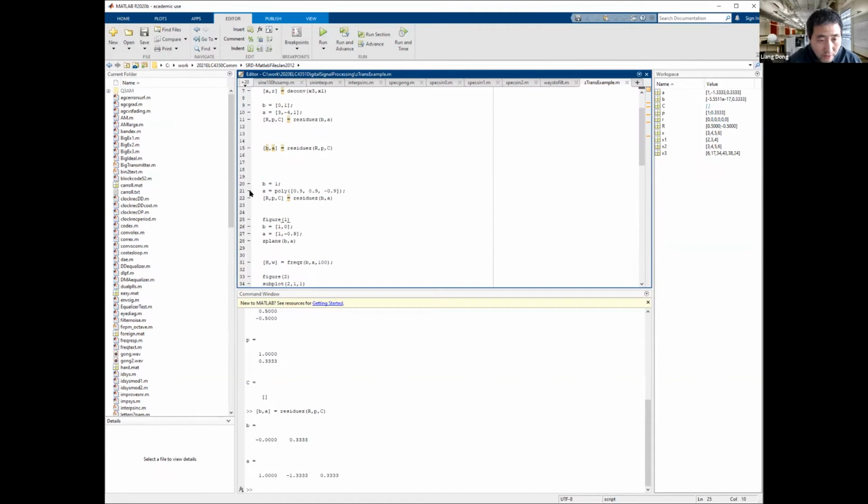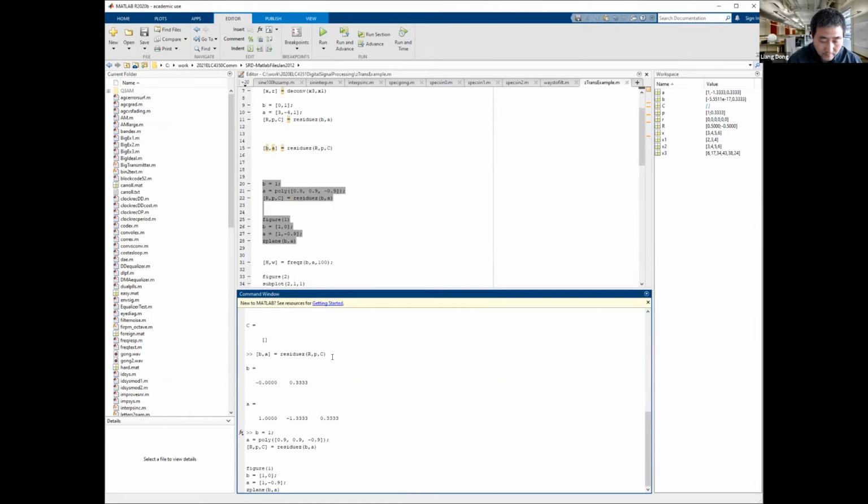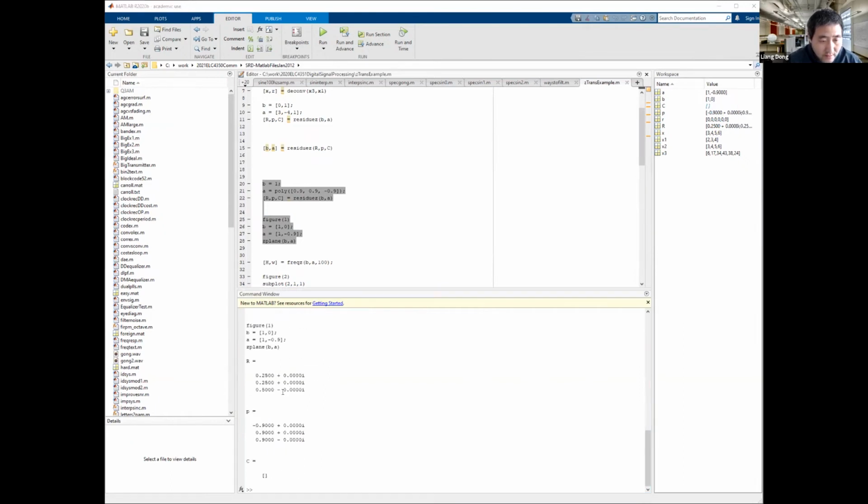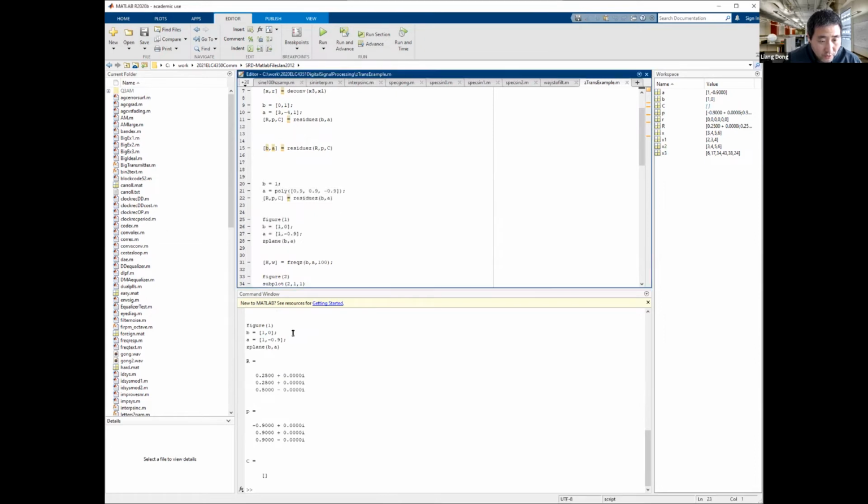And then I check with my answer. At the same time, let me plot this out. So we can see now I find out R is the residue. These are on the numerator, right? It's 0.5, 0.5, negative 0.5. P are the 3 poles. Sure, it comes from this polynomial generated by those 3 roots. So the poles should be exact: negative 0.9, 0.9, 0.9. And then the quotient part, I don't have that, so it's empty.